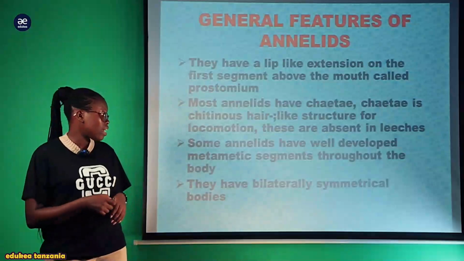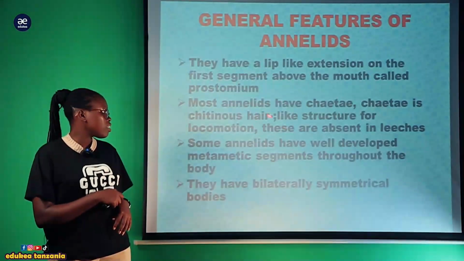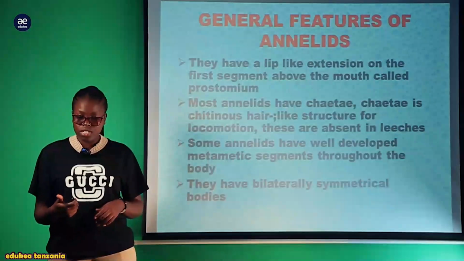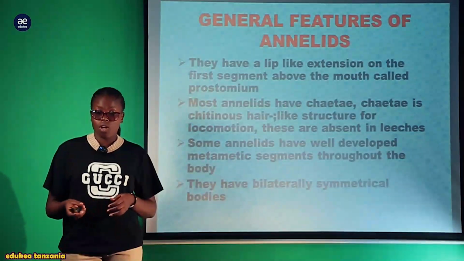The chaeta is a chitinous hair-like structure for locomotion, and these are absent in leeches. Only leeches wenyewe wanakuwa hawana locomotory organ, wanakuwa na move through their body.